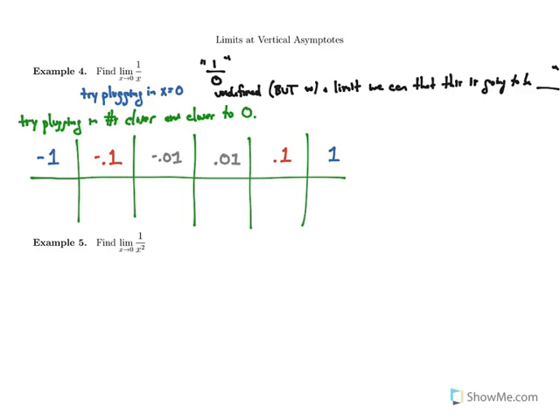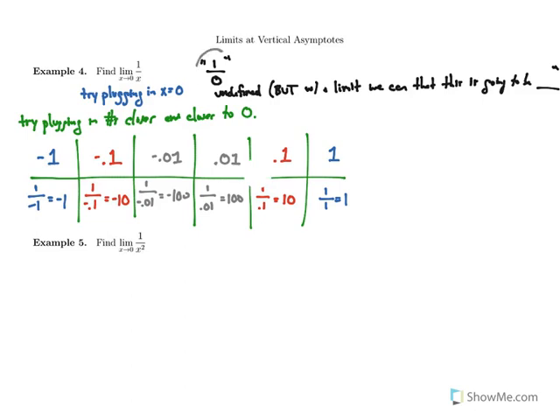And when we plug in those values into the function, we get 1 over 1, which is 1, 1 over -1, which is -1, 1 over 0.1, which is 10, 1 over -0.1, which is -10, 1 over 0.01, which is 100, 1 over -0.01, which is -100. And we can see that as we get closer and closer to 0, those numbers are blowing up, both positive and negative. And that's always going to happen with this kind of 1 over 0.